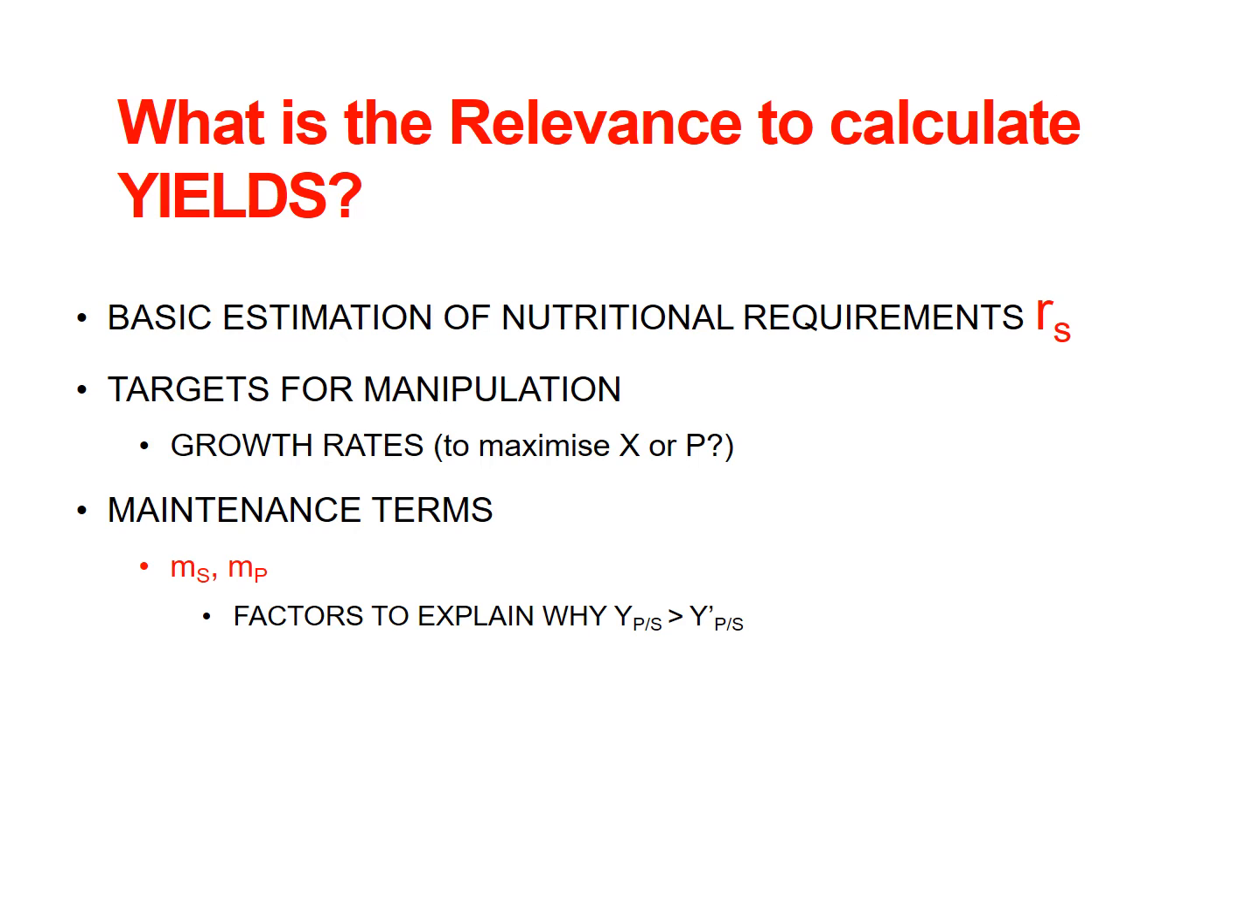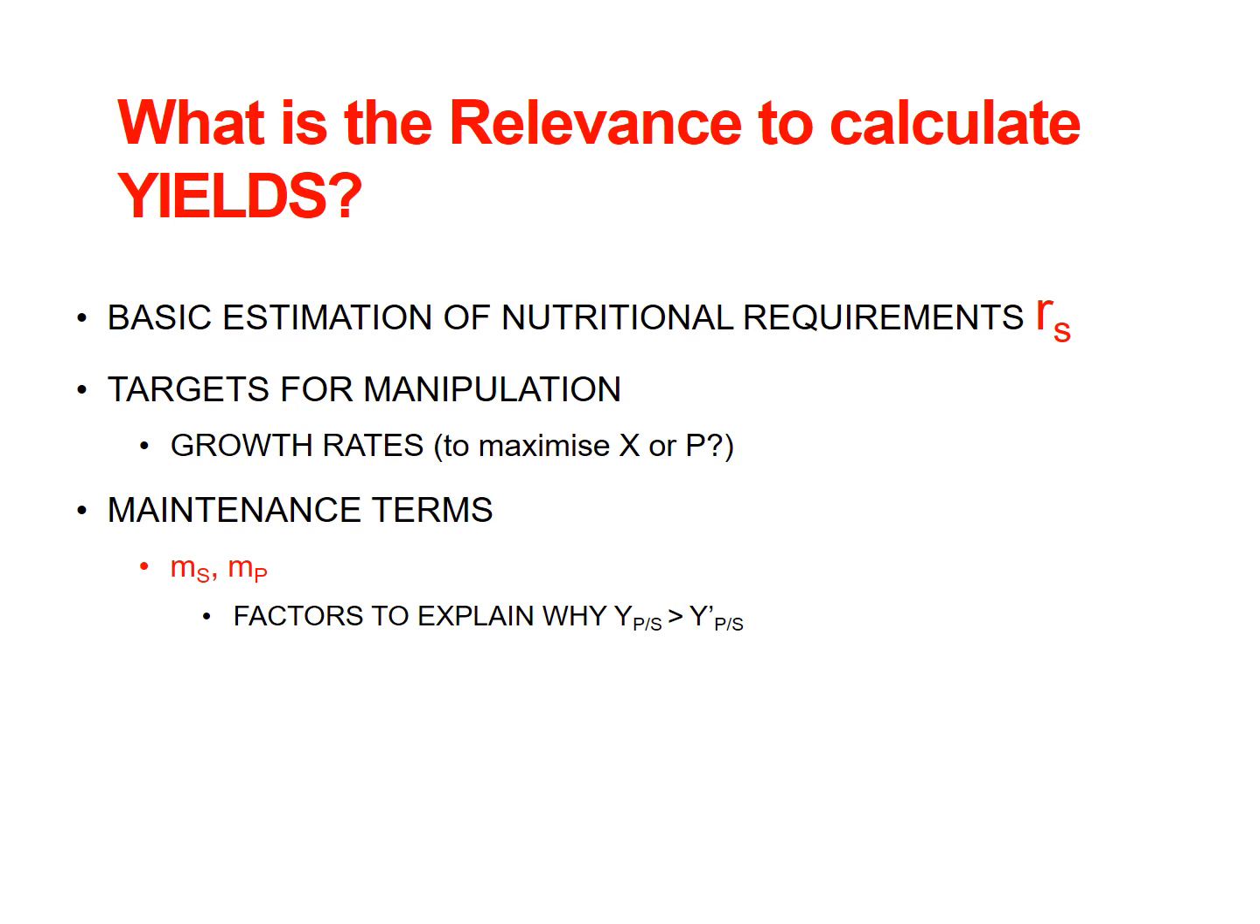But from the stoichiometry, we cannot know the rate. That's why we have to study the kinetics in this lecture to estimate RS. And from the growth curve also, understanding the relationship of X biomass growth pattern and the product formation rate at different stages of cell growth, we can manipulate the relationship of substrate concentration with X formation or P formation, so that we can maximize our yield of P over substrate. Okay, so MS and MP are the maintenance terms. These are the factors to explain why the theoretical YPS is greater than the observed.